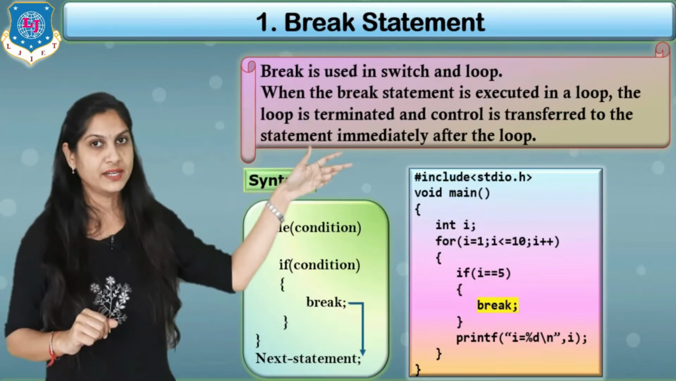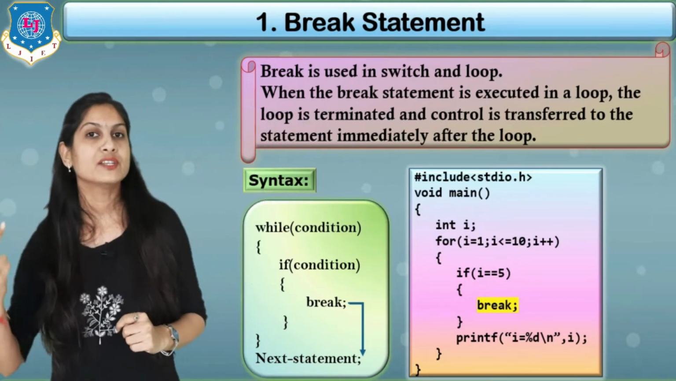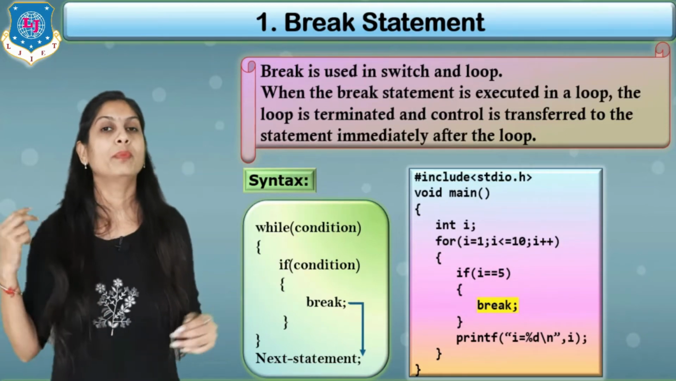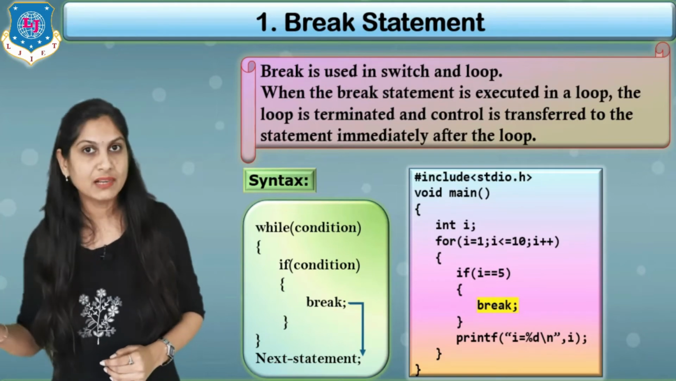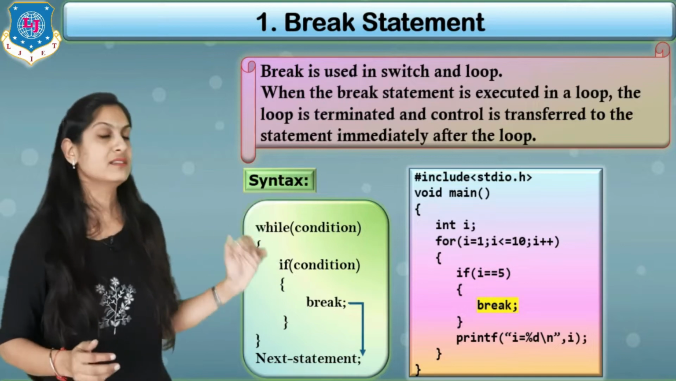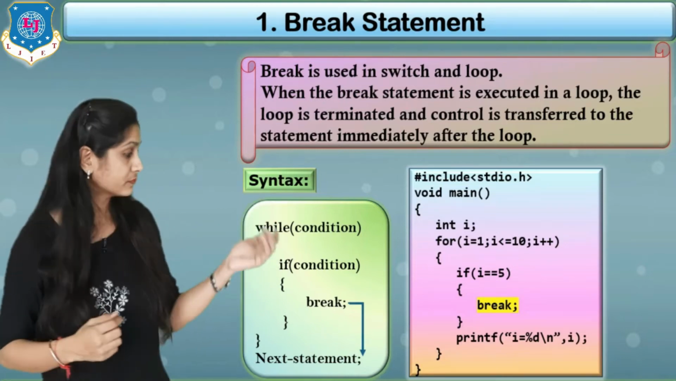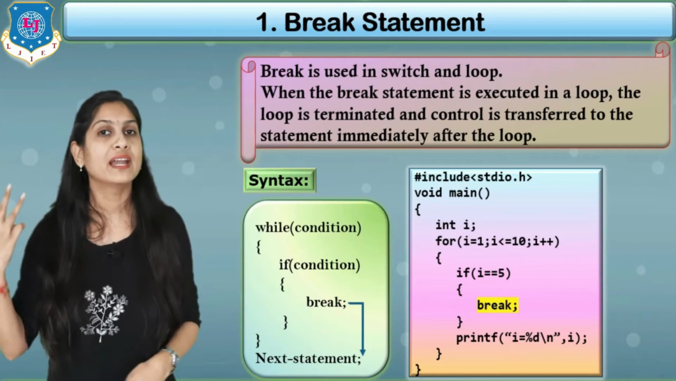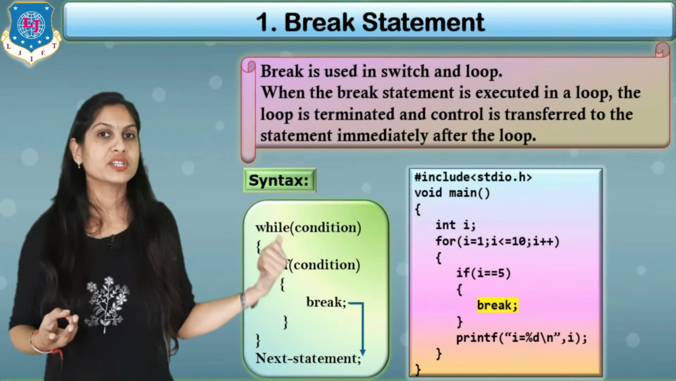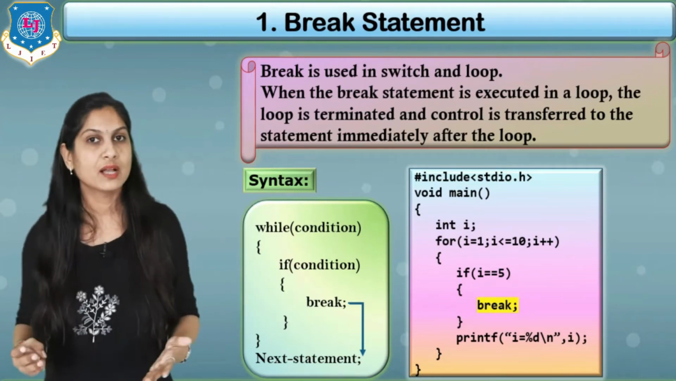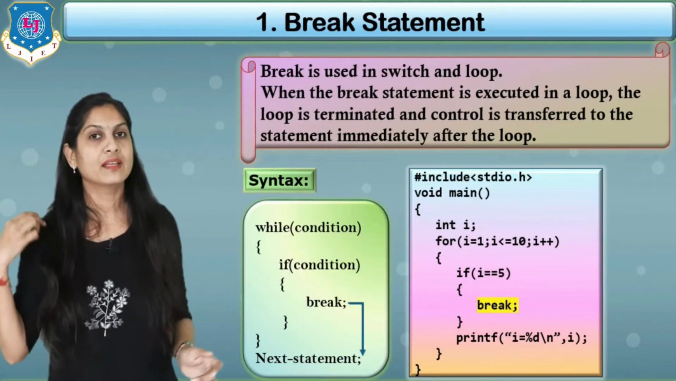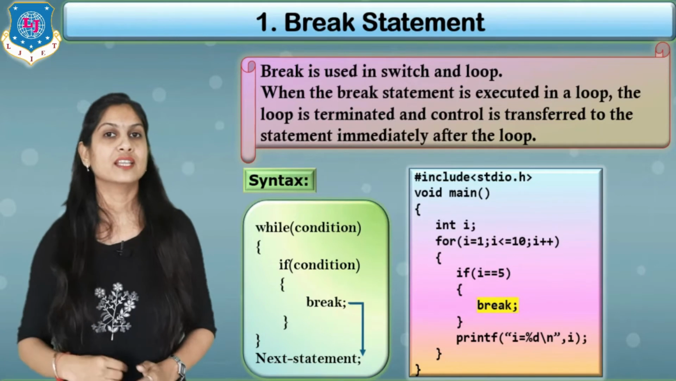Now what happened? Check the second iteration: i is incremented to 2, and 2 is less than or equal to 10. So again go inside the for loop and the condition: is 2 equal to 5? No, it is false. So break is again skipped and it prints i = 2. Again i is incremented to 3, 3 is less than or equal to 10, yes. Then check the condition, 3 equals 5, again false, break is skipped, and it goes to the printf statement and 3 is displayed.